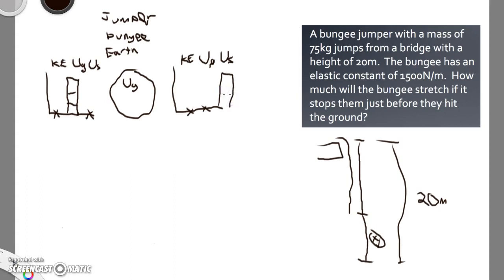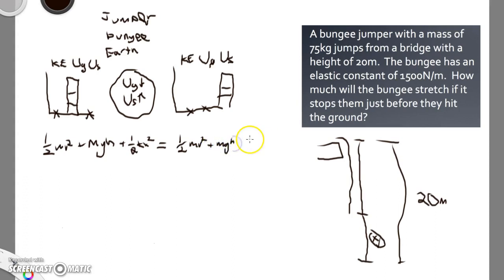And so what we can say is that the gravitational potential energy decreased as it was transformed into elastic potential energy. So we write our equation. We can say 1/2 mv squared for kinetic plus mgh for gravitational potential energy plus 1/2 kx squared for elastic potential energy equals 1/2 mv squared for kinetic plus mgh for gravitational potential energy plus 1/2 kx squared for elastic potential energy.